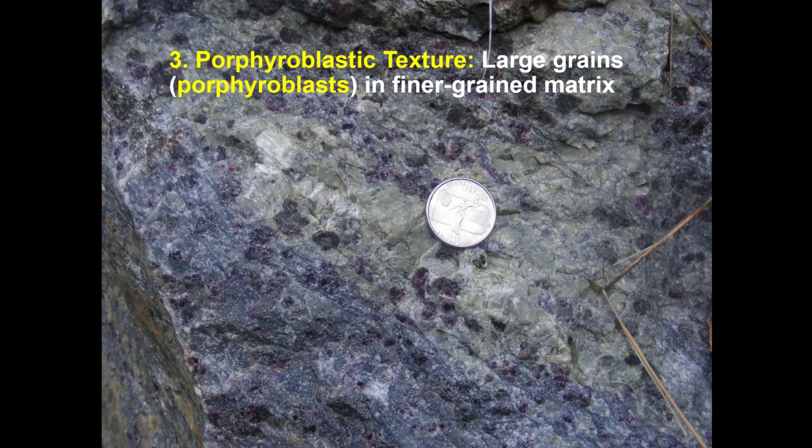Porphyroblastic, that word should remind you of the word porphyritic, and that's because porphyritic means multiple grain sizes in an igneous rock. Porphyroblastic means multiple grain sizes in a metamorphic rock. Those large crystals of garnet are called porphyroblasts, and they're in a finer grained matrix. This is not a fine grained rock, but it's finer in grain size than these garnets are.